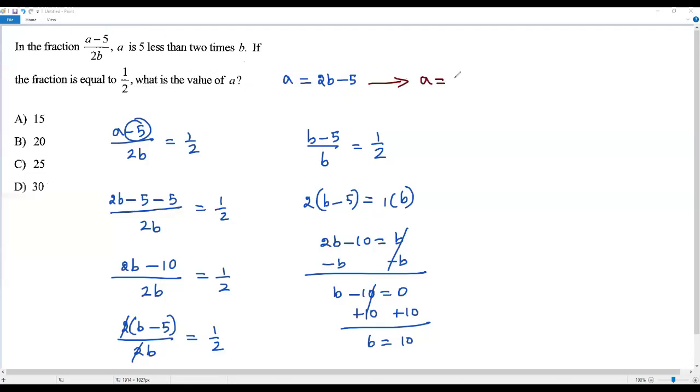So then a equals 2 times, for b we can plug in 10, 2 times 10 − 5. Then I'm getting a equals 20 − 5. Then a equals 20 − 5, which is 15. Now I got the value of a. The value of a is 15. We find 15 in answer choice A. So the correct answer choice for this question is A, 15.